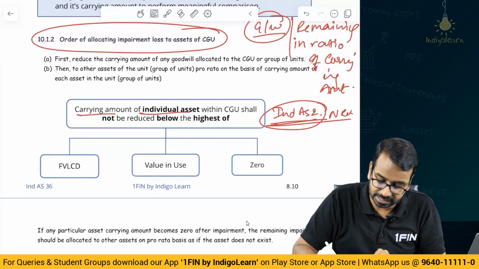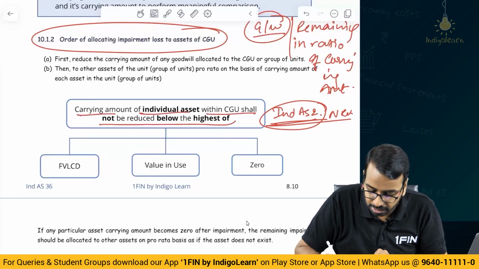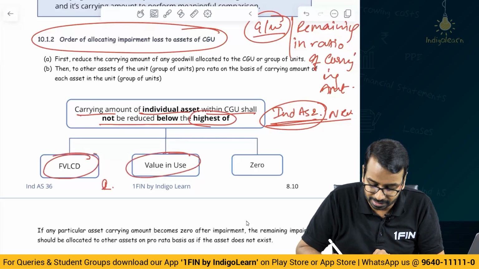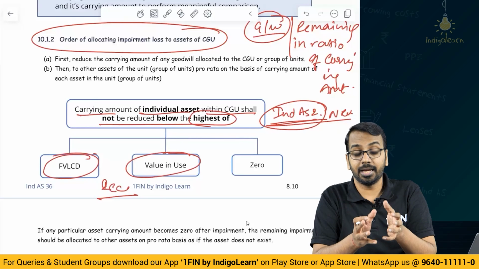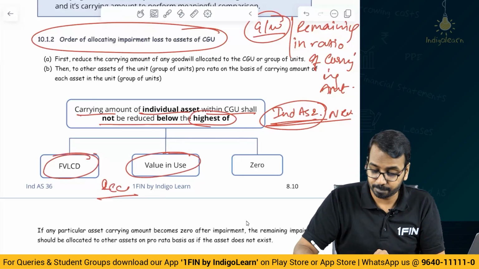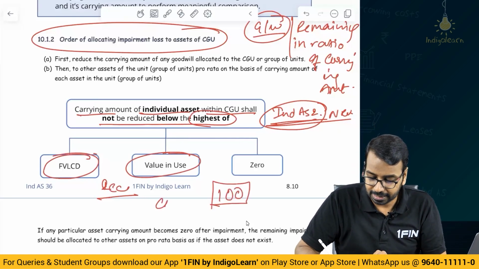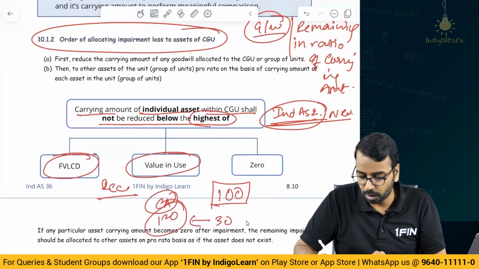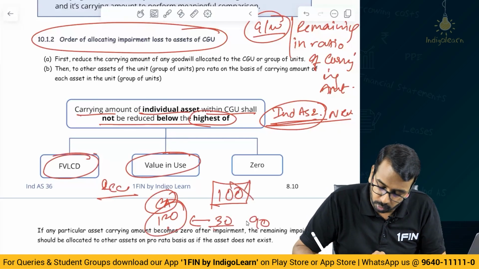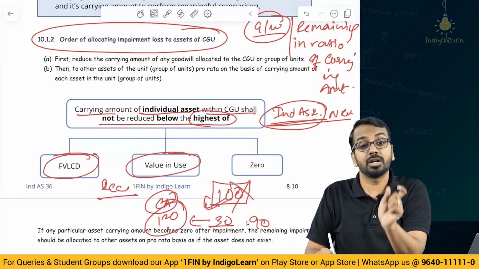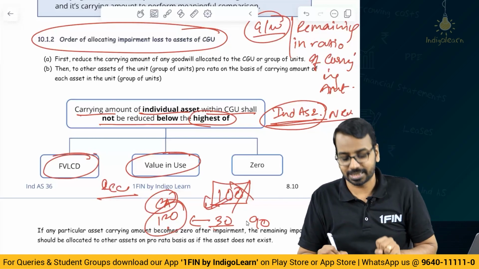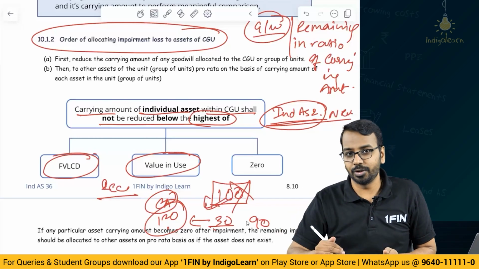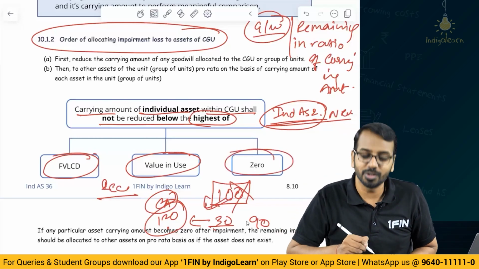So carrying amount of individual asset within the CGU shall not be reduced below the highest of fair value less cost to sell, value in use. What is the highest of these two? Basically the recoverable amount. So if, let us say, the recoverable amount of a particular asset is 100, okay, carrying amount is, let us say, 120, impairment loss allocable is 30. So 120 minus 30 becomes 90, but you cannot show it below 100, you have to show it at 100 only, because individually that asset you expect to realize 100 from that asset. So it should not be below fair value less cost to sell, it should not be below value in use, and it should not be negative. Of course, it cannot be below 0, right?